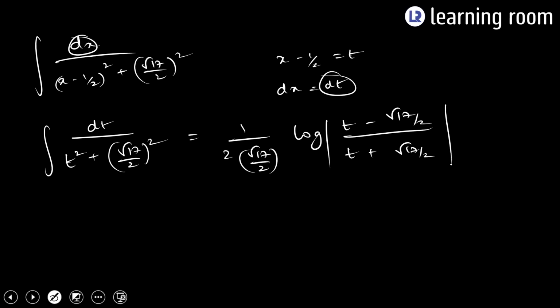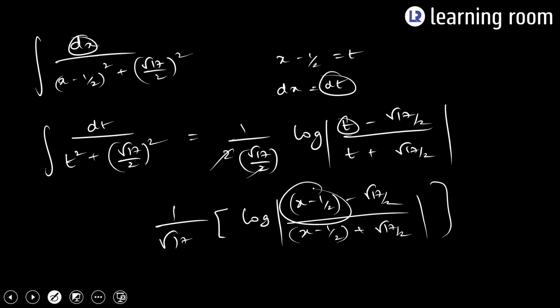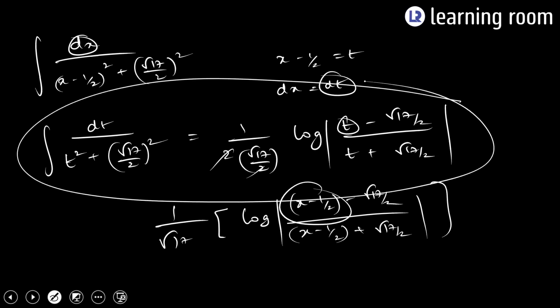I did nothing with the limit, but what is t? If I re-substitute it back, what will I get? 1 by root 17 into log of x minus 1 by 2 minus root 17 by 2 over x minus 1 by 2 plus root 17 by 2. Since I brought back the value of x, I changed the limits. We actually didn't do all these steps. We directly used what 7.4 told us. The problem is there only.